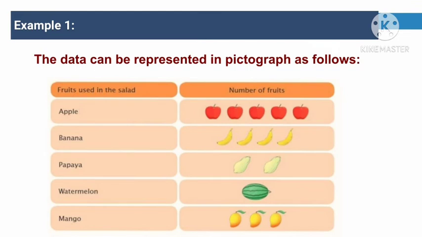Now look at this, children. Instead of numbers, you can see that for 5 apples, 5 apple pictures are given. And she used 4 bananas, so 4 banana pictures are given. Instead of the number 2, they have given 2 papaya pictures, 1 watermelon picture and 3 mango pictures. Am I right? So we are representing the given data in the form of pictures instead of numbers. So this representation is called a pictograph.